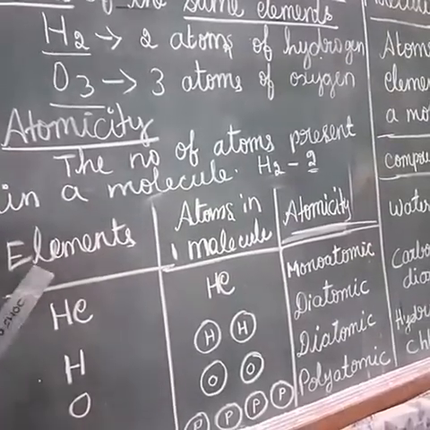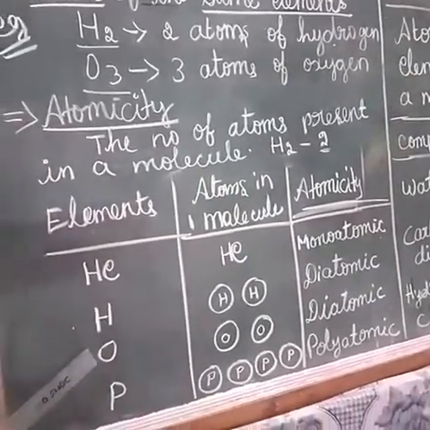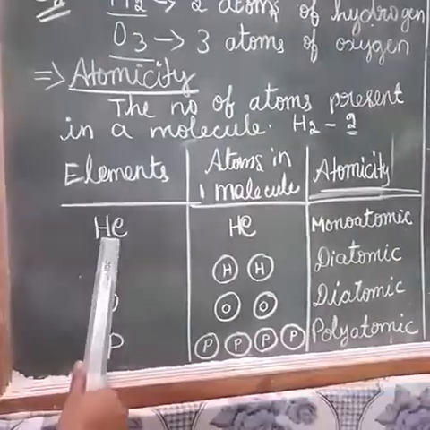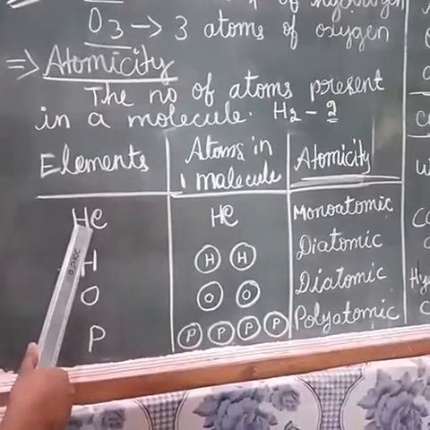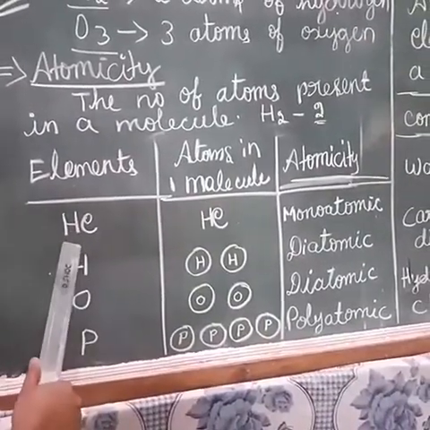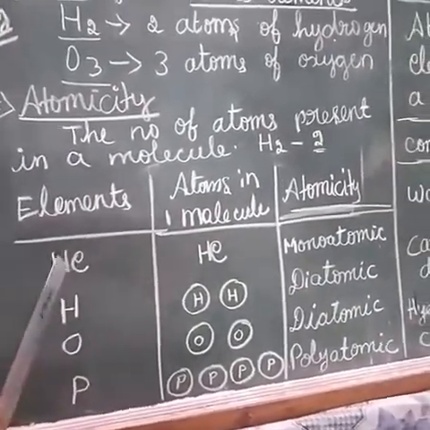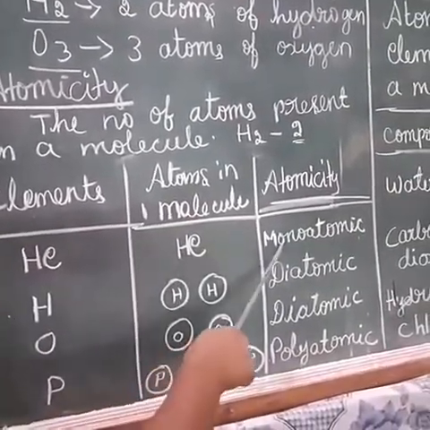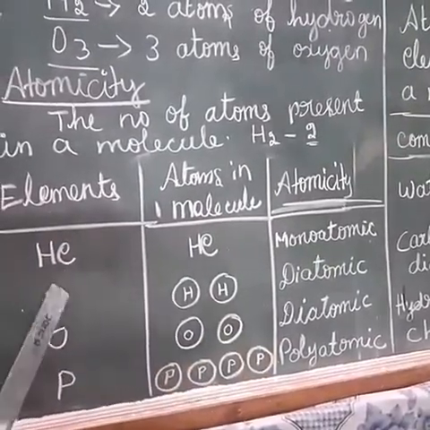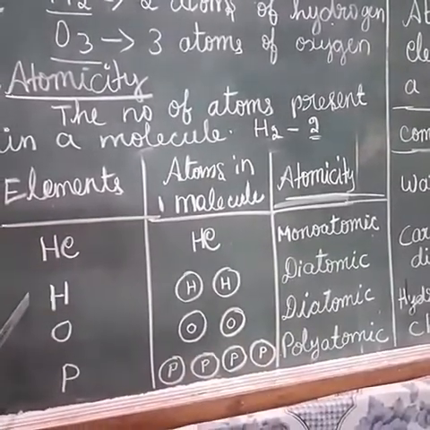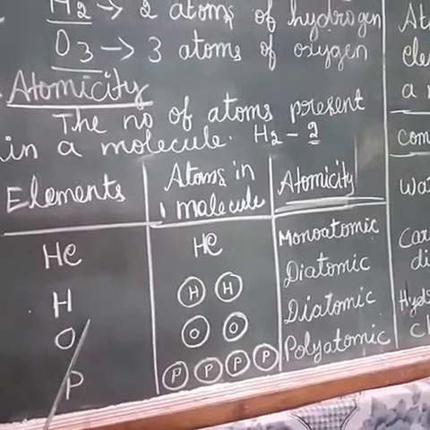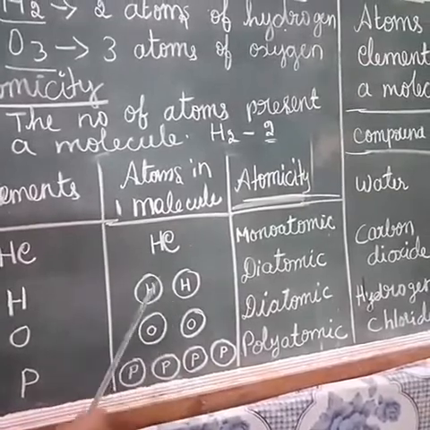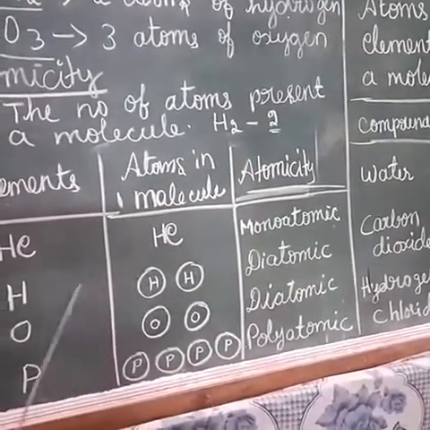These are elements: helium, hydrogen, oxygen, phosphorus. Atoms in one molecule. As we know, helium is a noble gas. The atoms of noble gas exist as single atoms. Therefore, helium contains one atom, hence it is monoatomic. Next, elements such as hydrogen, oxygen exist as diatomic molecules. That is, their molecules are composed of two atoms.